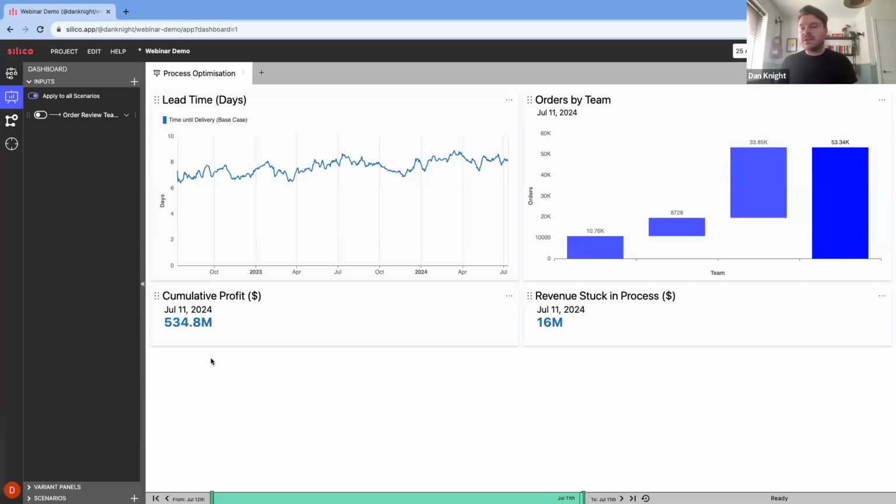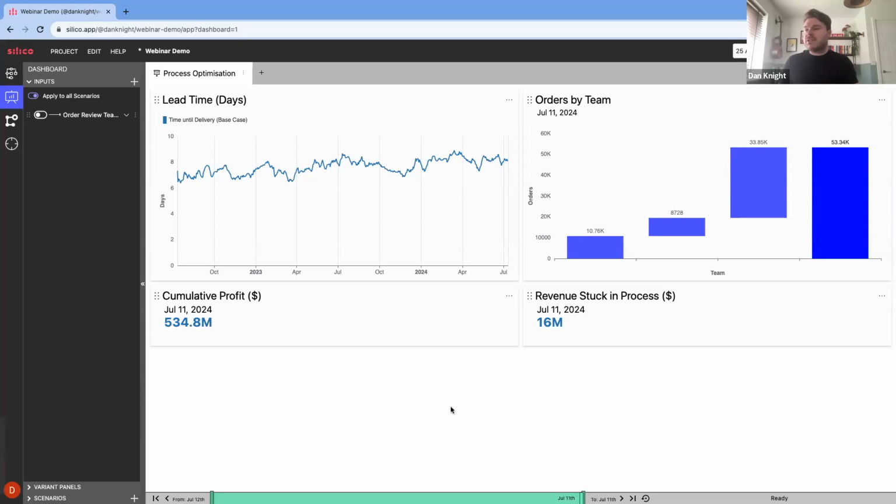We then have 2 other KPIs. We have our profit, which of course is an extremely important one, which I'm sure a lot of people are going to care about. That's how much money this process is actually making us as a business. And lastly, an interesting one, which is the revenue stuck in the process. This is the total value of orders that are sat in the process and aren't currently being processed. So as a first point of what Silico allows us to do, we can simulate KPIs and metrics that are important to the business, and we can get a financial number off the back of that, which we can then provide to the wider business.